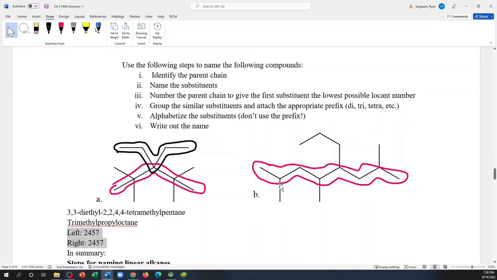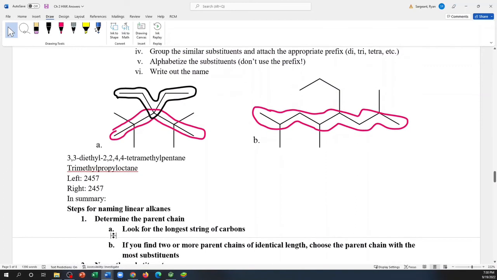I need to pick a better example. 2, 3, 4, 5, 6, 7, 2, 3. Yes. Good job, past me. All right. If the locant patterns are different at all.